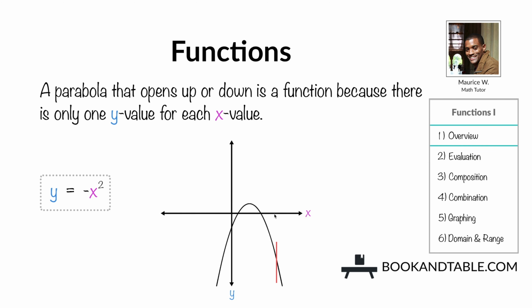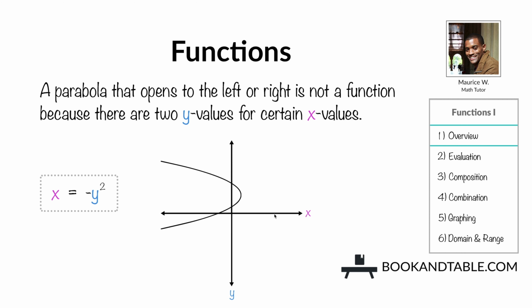But in the case where the parabola opens to the left or right, it is not a function because there are two y values for certain x values. So the general formula for parabolas that open to the side is x is equal to -y squared. And now when we draw a vertical line, we see that for this x value, we have 1 and 2 y values. So since this vertical line can cut through two different parts of the curve, that lets you know this is not a function. Same thing at this x value. We have a y point here and a y point above here.